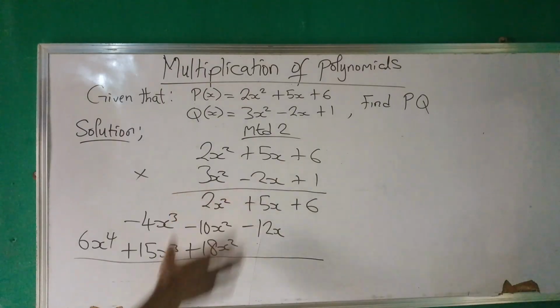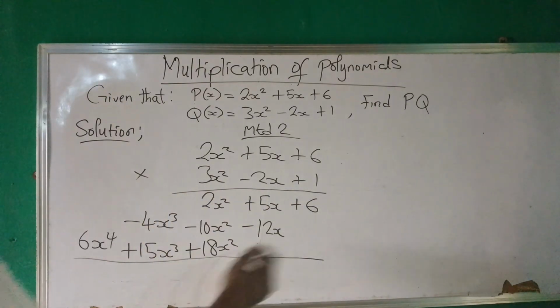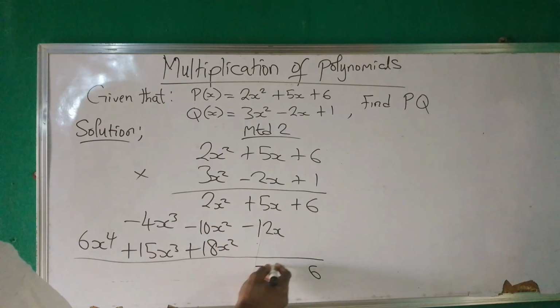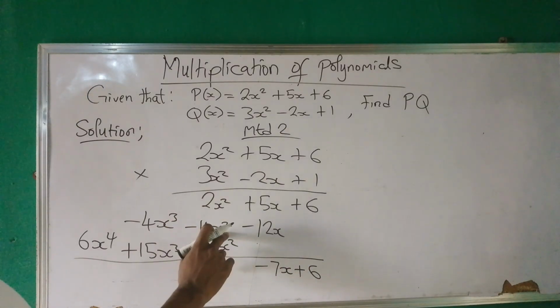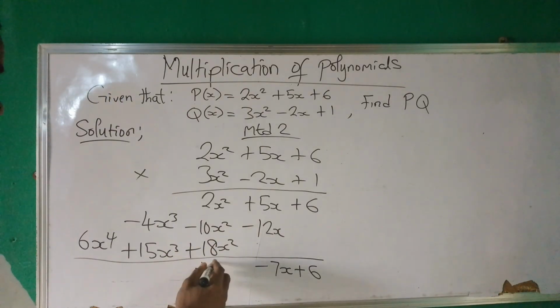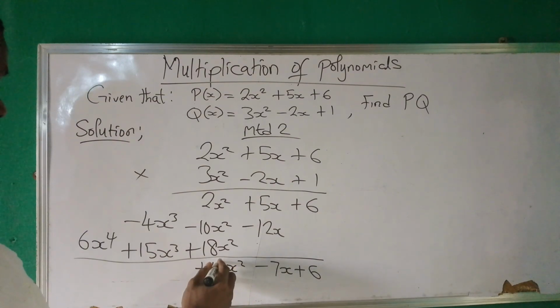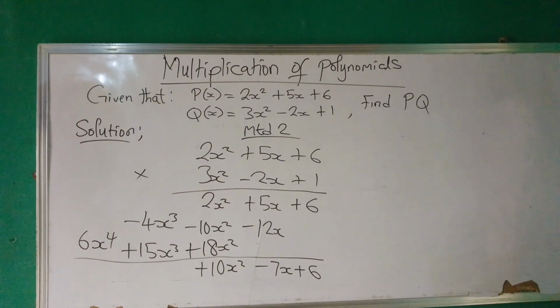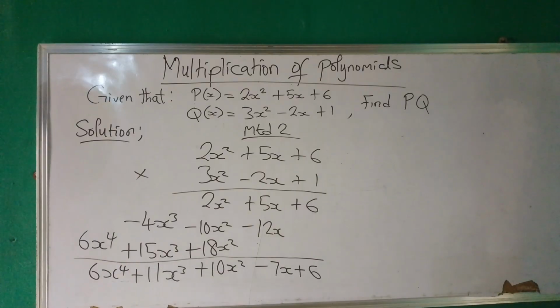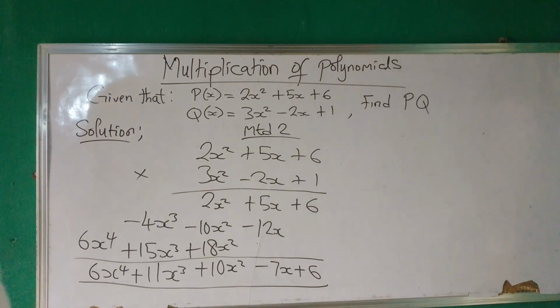All we have to do is to sum up each of these terms. Here we have 6 plus 5x minus 12x gives us minus 7x. Then here we have 2x squared minus 10x squared, which gives us minus 8x squared, plus 18x squared, that gives us 10x squared. This is minus 4x cubed plus 15x cubed, that gives us 11x cubed. And lastly we have 6x raised to the power 4, and this is actually the answer to this question.